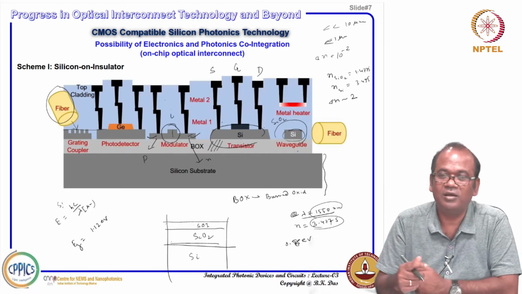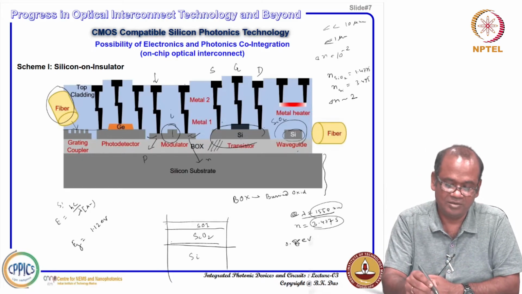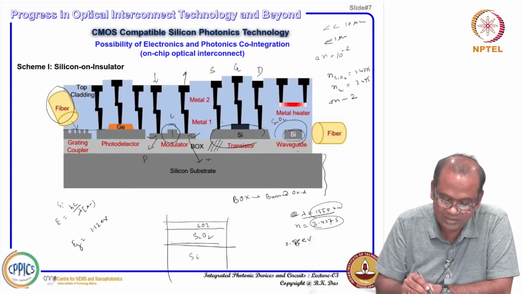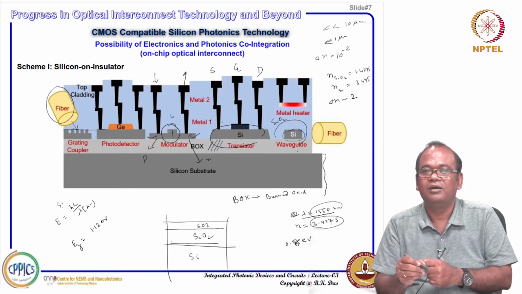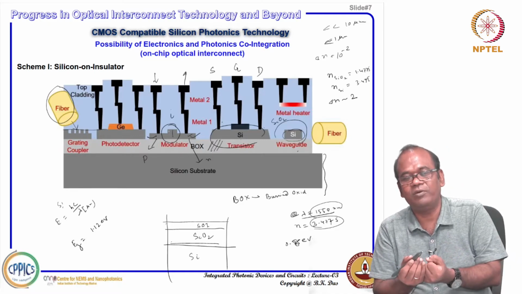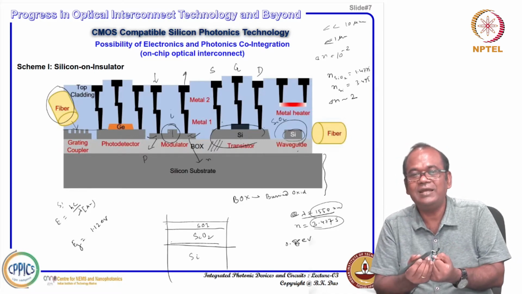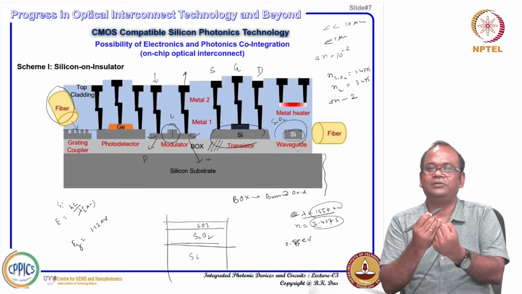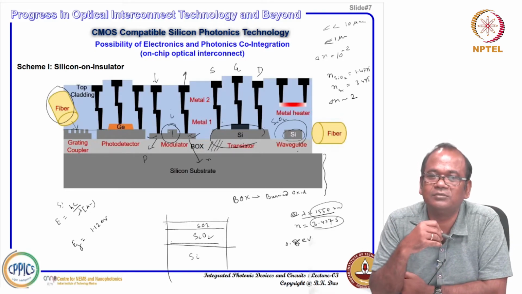Then if you give a signal here, signal in and signal out, depending on the signal you can control the free carriers inside the waveguide. Depending on the carrier, you can change the refractive index. You can control the phase of the guided light. That is how a modulator works in silicon.